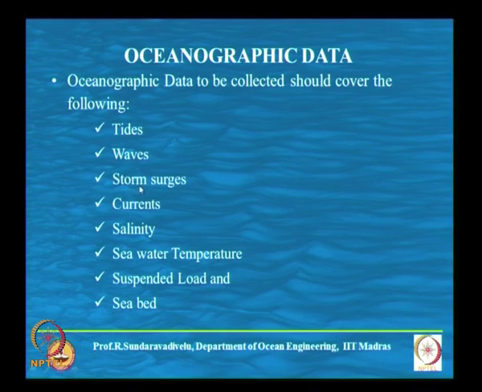The period of the tide is 12 hours, that is from crest to trough. The period of the wave is 5 seconds to 20 seconds. At cyclonic time, the maximum wave period will be 20 seconds. There is no period for storm surge. Storm surge means when the cyclone crosses, the water level rises. Then when the cyclone has crossed, the water level goes down. There is no period for the storm surge.